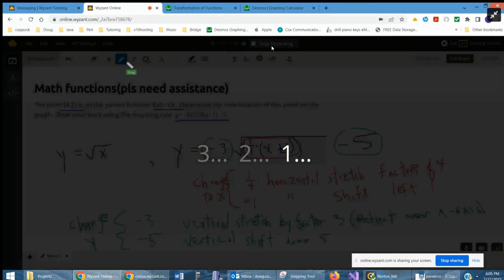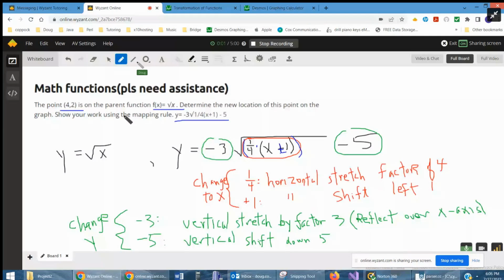Okay, we've got this function f of x equals the square root of x, and the point (4, 2) is on the graph of that function, and you're asked to determine what happens to that point under these transformations. Before we go to Desmos and see what's actually happening to that point, let's just talk about real quickly what these numbers do to the original point.